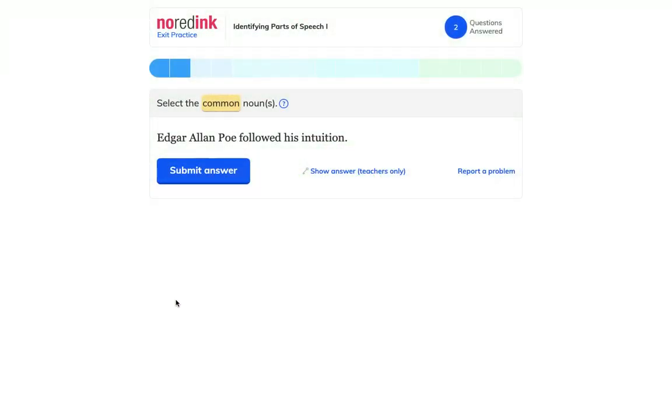Edgar Allan Poe followed his intuition. Intuition is our common noun. Nouns will often end with I-O-N or T-I-O-N, so keep an eye out for the nouns that end that way, because they can be a little trickier to find in a sentence.